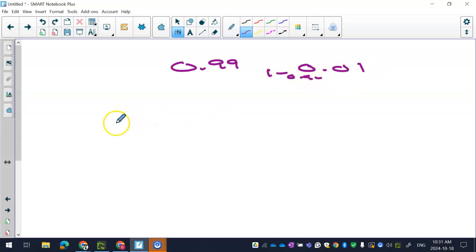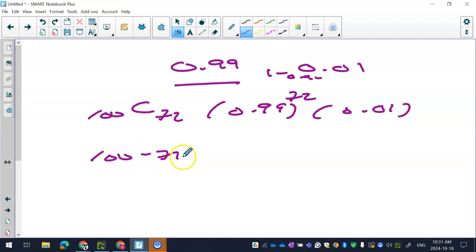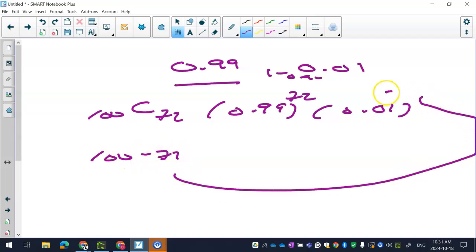And I want to know, I'm going to do 100 trials of something, and I get it right 99% of the time. And I want to be successful exactly 72 times. I don't know why, but that's what I want to find out. What's the probability of being successful exactly 72 times? The 99 goes here, the 0.01 goes here, 72 goes here, and then this guy, it'd be 100 subtract 72. That is this number right here, which would be 28.